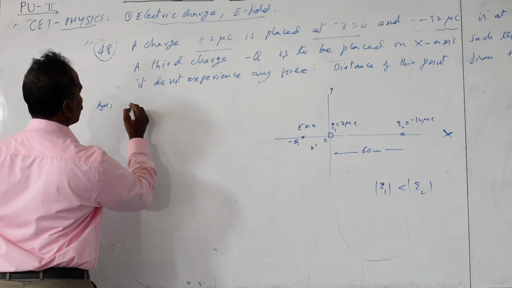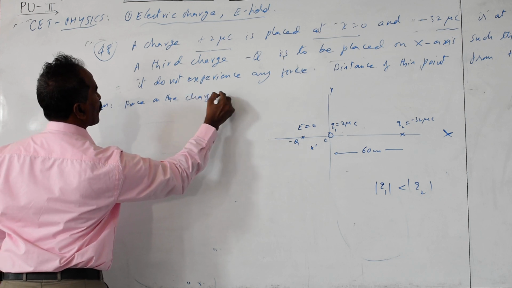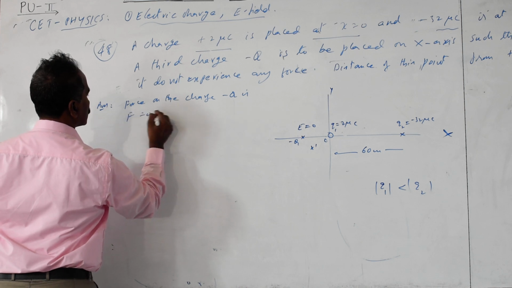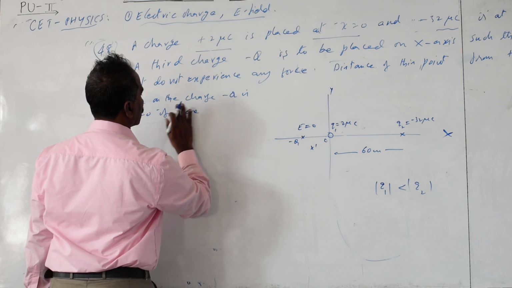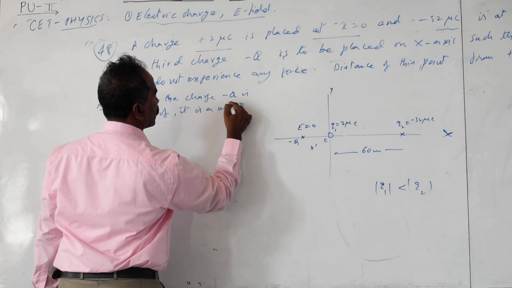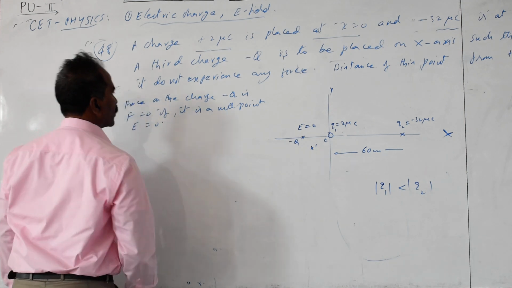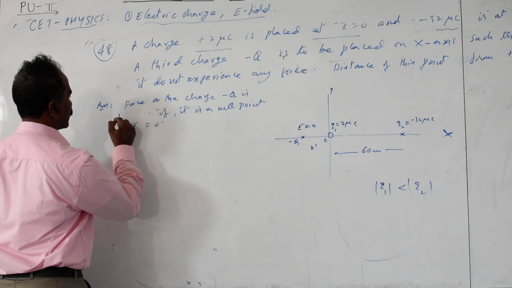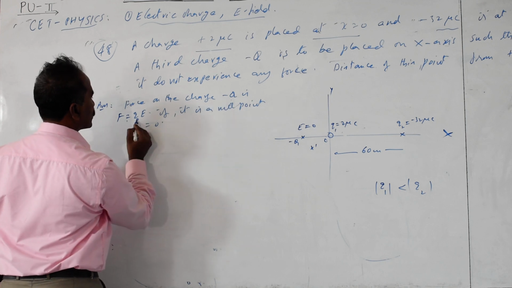Force is 0 on the charge if it is at a null point, also called a neutral point. That means E equals 0 at that point, and F equal to QE, so force is also 0. This Q naught I am taking is equal to Q.